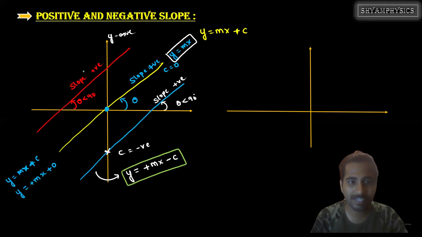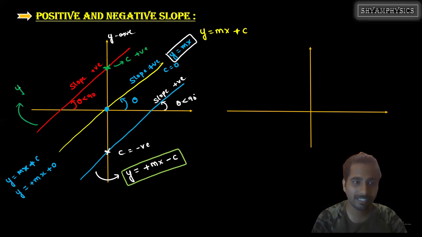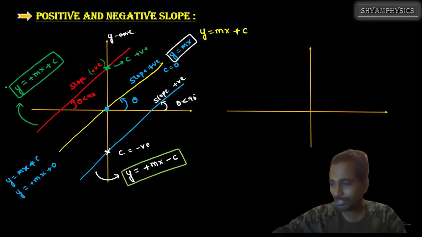Next, it is passing through the y-axis at this point. This is the point C, which is positive for this red line. We call it the intercept. Now, how to write this straight line equation for this red color line? That is y equals m, slope is positive, so we write plus mx, and the intercept is also positive, so we need to write plus c. This is the straight line equation for that third line. Hope it is understood.